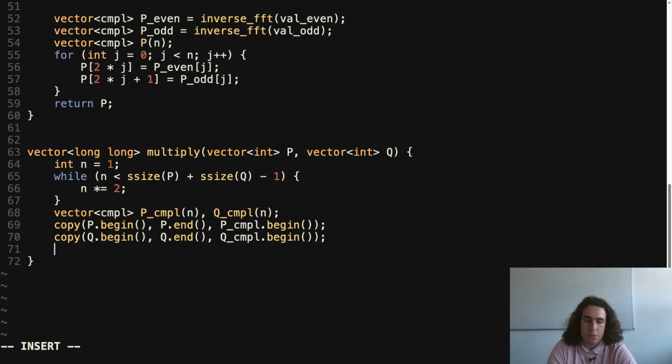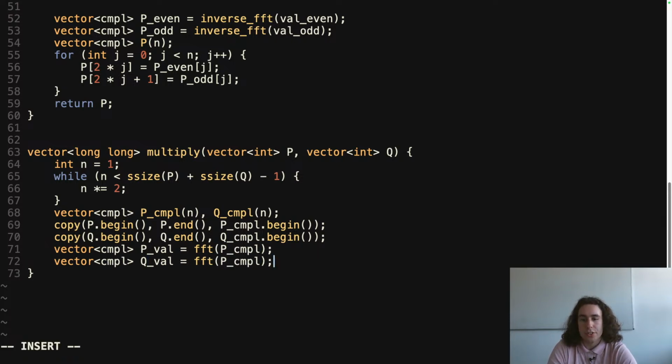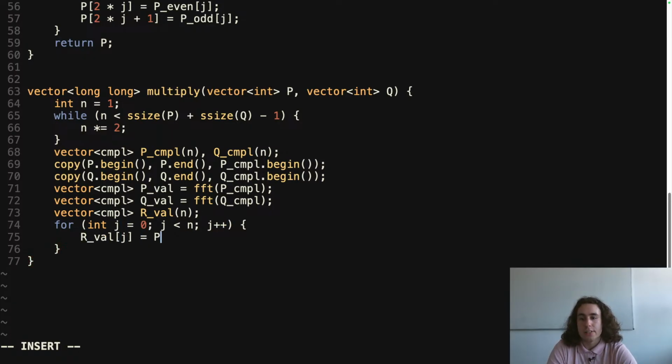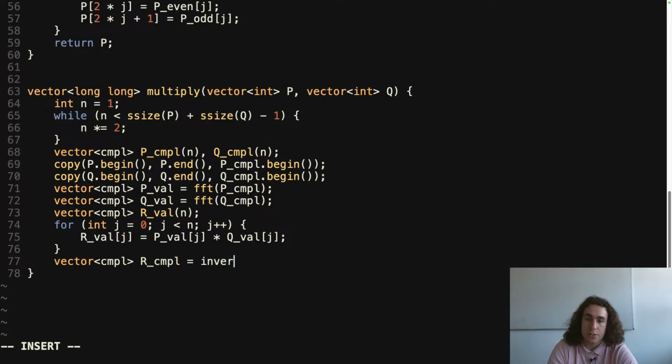And then what do I do? I need the values of P, which is FFT of P complex. I need the values of Q, which is FFT of Q complex. And then I want to calculate the values of R, which are just going to be the products, right? So for j equal to 0, j less than n, R value j is P value j times Q value j. And then I do just the reverse FFT. R complex is equal to inverse FFT of the values of R.